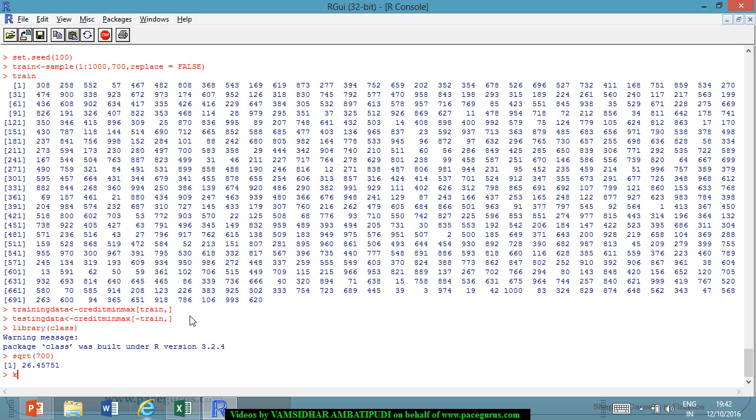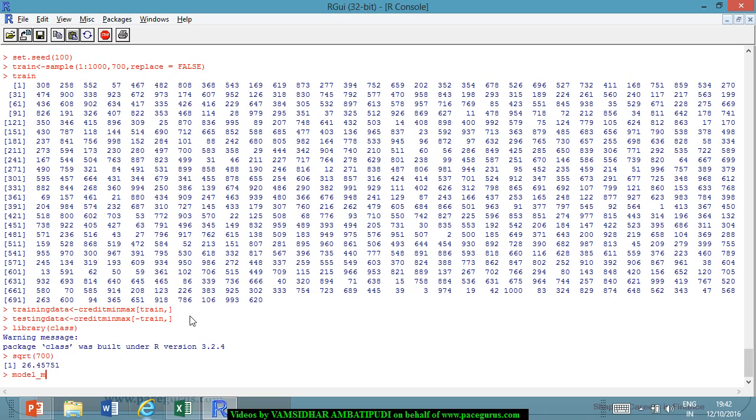So let's start the function now. KNN is the name of the function. Let's store this in a variable called model. KNN, 27, and this is for the min max data.